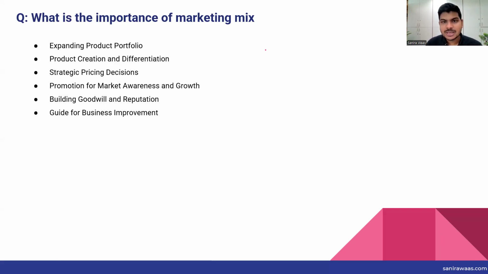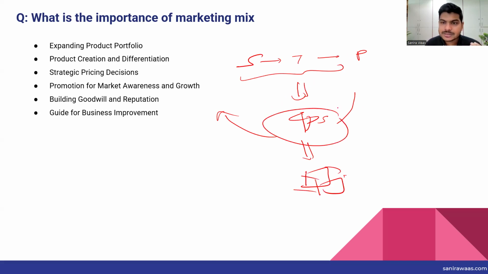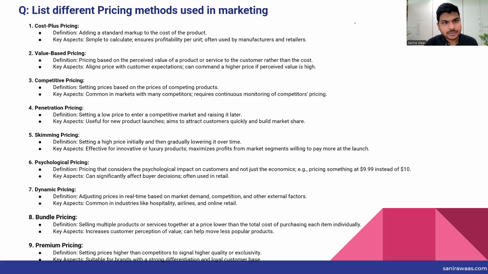So what you're going to do is segment, target, and position. This is what you do, and your marketing mix, your 4 P's, will help you do these things for your product. Through the 4 P's you can follow this process and build a brand in customers' minds. Simply put, that is what you do as marketing.